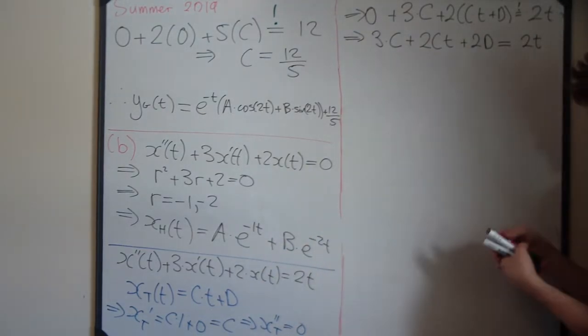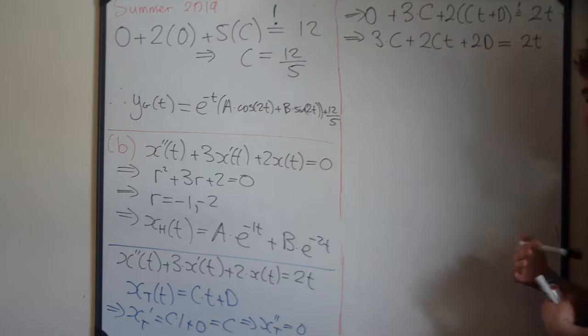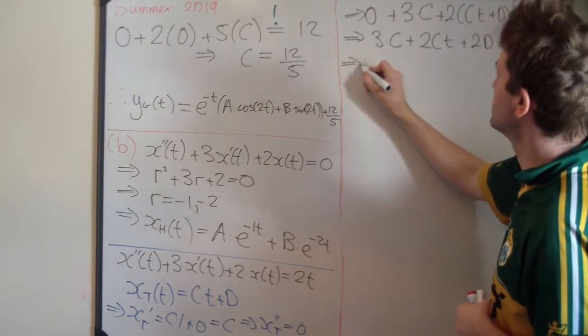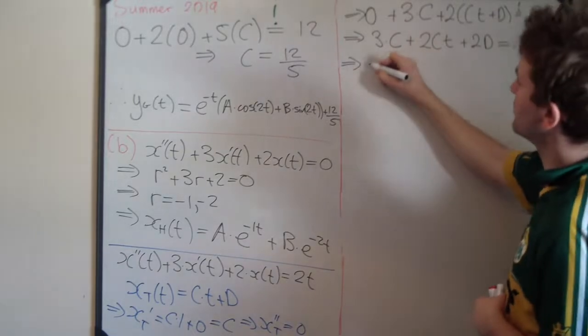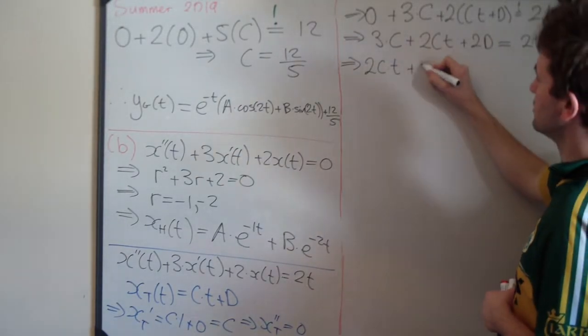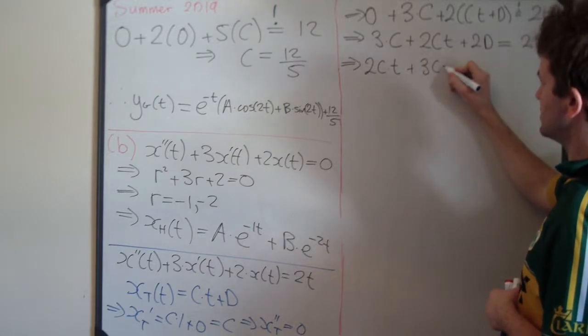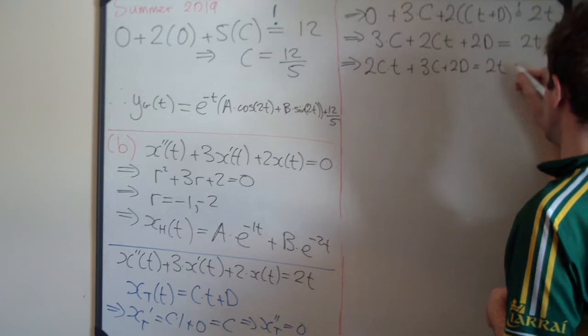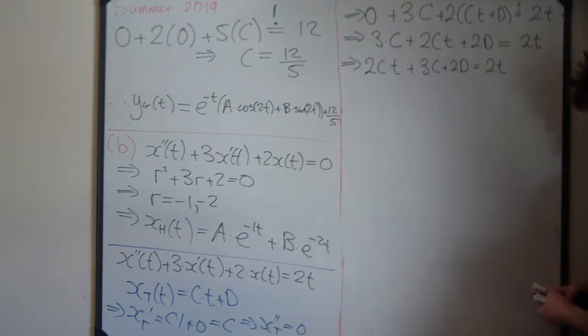But probably the way that I'd recommend is, like when you're completing the square, comparing the coefficients. So let's look at the coefficients. How many t's have we got on the left? We've got 2c times t. And what constants have we got? We've got 3c plus 2d. And we're trying to force this equal to 2t. So we compare the coefficients.